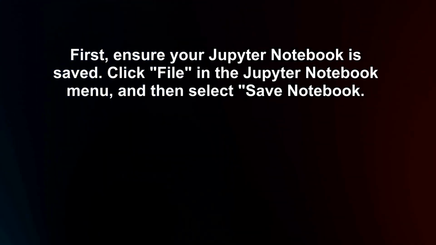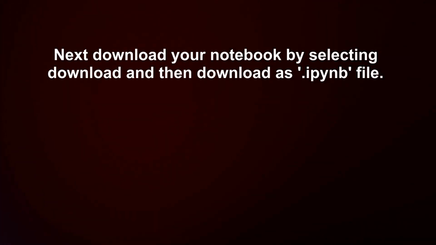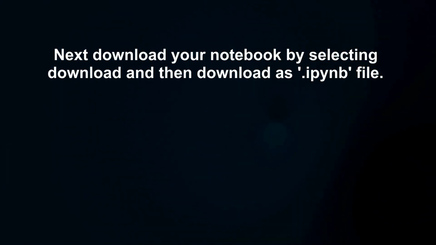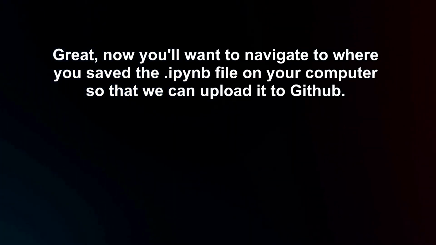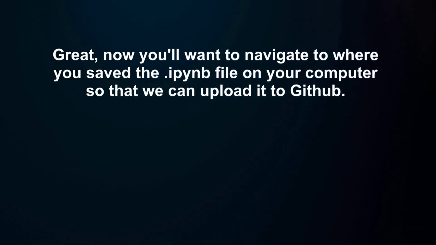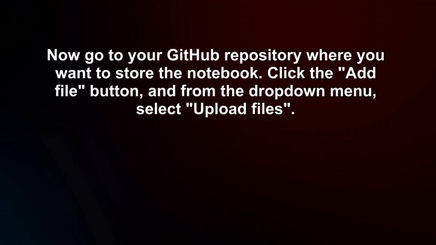Click File in the Jupyter Notebook menu, and then select Save Notebook. Next, download your notebook by selecting Download and then download a single quotes.ipynb file. Great! Now you'll want to navigate to where you saved the .ipynb file on your computer so that we can upload it to GitHub. Now go to your GitHub repository where you want to store the notebook.